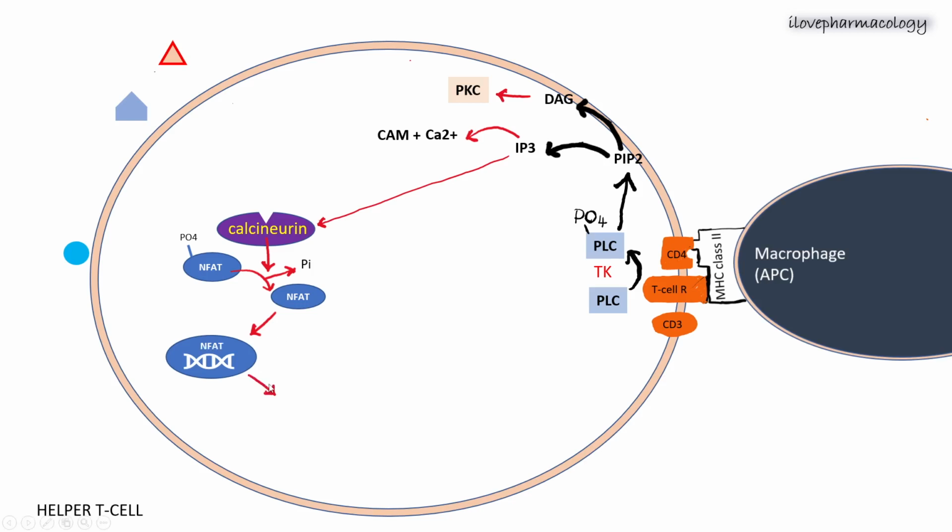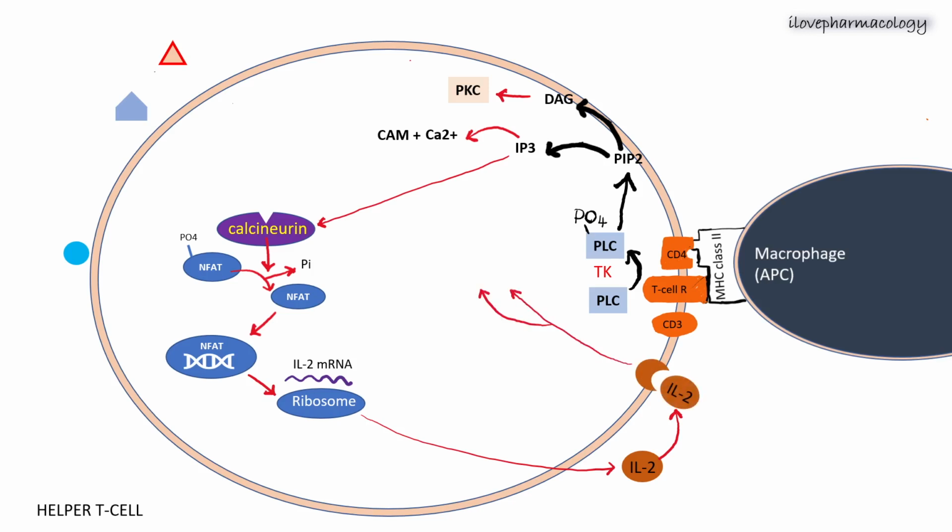So there will be release of the specific mRNA, that is interleukin 2 mRNA, and there will be release of interleukin 2. And this interleukin 2 will bind to the interleukin 2 receptor located on the surface of the helper T cells, leading to proliferation of the T cells. Along with that, this proliferation will also be enhanced by mTOR activity.